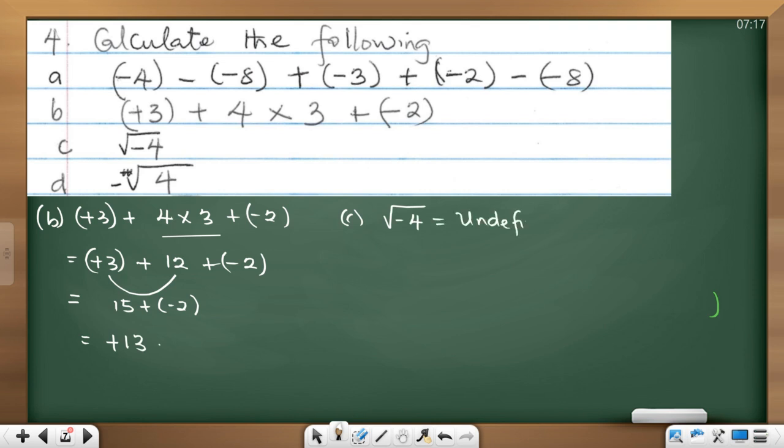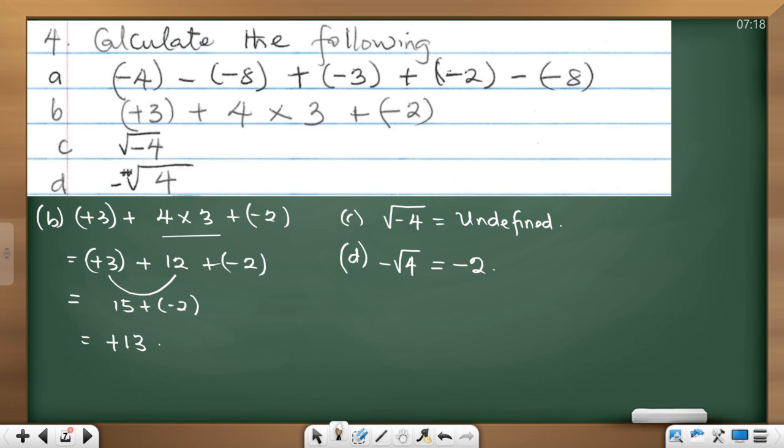C. What is the square root of a negative number? This is undefined. We cannot find the square root of a negative. What about D? Negative square root of 4. The negative is outside. There's nothing I can do about that other than to just take it on. And then root 4 would give me what? 2.